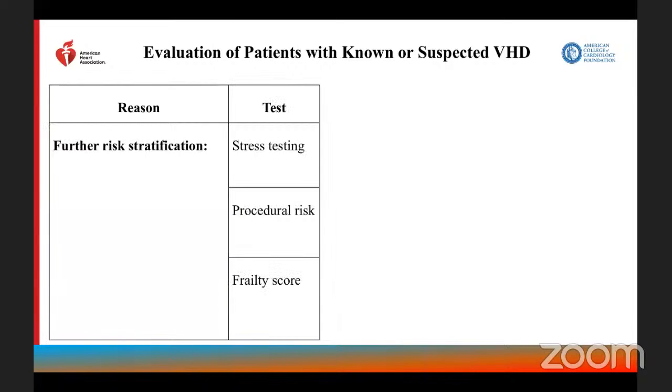To evaluate the patient regarding the risk stratification, we use multiple tools like stress testing. It provides us with the prognostic markers. We use procedural risk like STS score to predict the risk of mortality, and also TAVI score. Frailty score, it provides for us assessment of risk of procedure and the chance of recovery of quality of life.